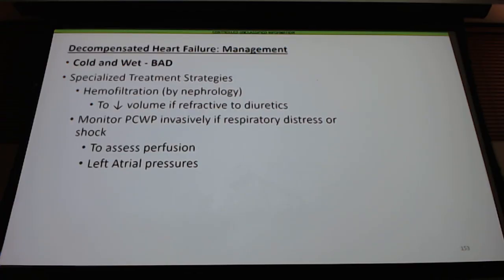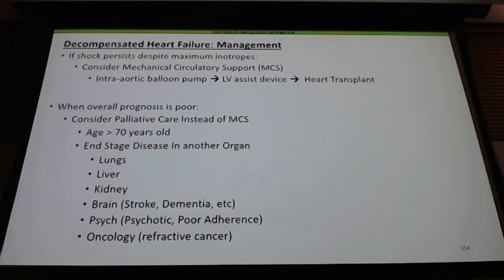And then other things that you have at your disposal, especially if they are cold and wet, so volume overloaded and poor perfusion, then hemodialysis or hemofiltration is an option for you because it will get rid of that volume overload and hopefully restore the cardiac output to a reasonable level. You do have the mechanical circulatory support devices that you can use as well, like an intra-aortic balloon pump or an LVAD. But ultimately, especially if they're not responding to treatments, then these folks may need a heart transplant because the pump itself has failed.